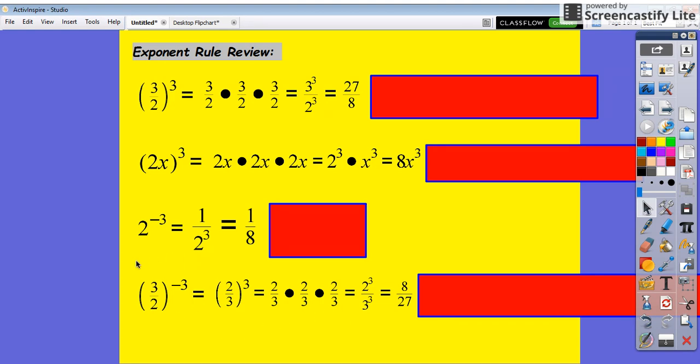So this is kind of a combination of 2 rules. The first thing we're doing is we're taking the reciprocal to make the exponent positive, and then we're applying the exponent to both the numerator and the denominator.